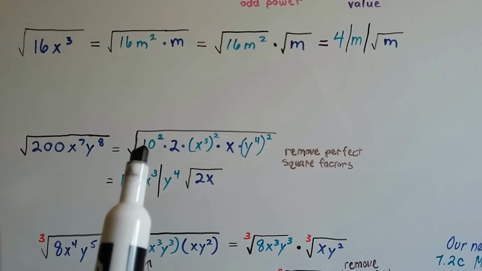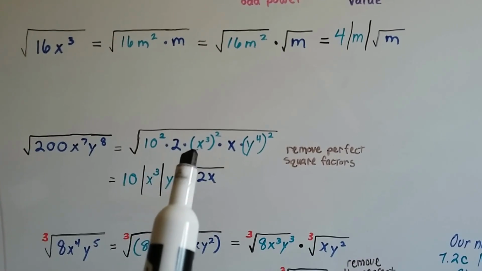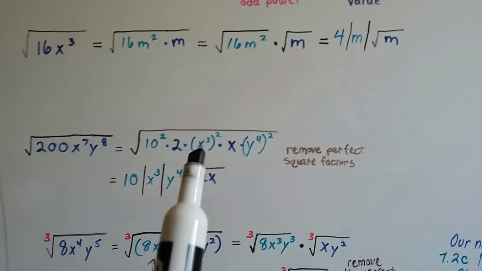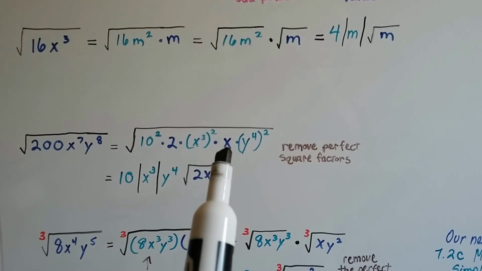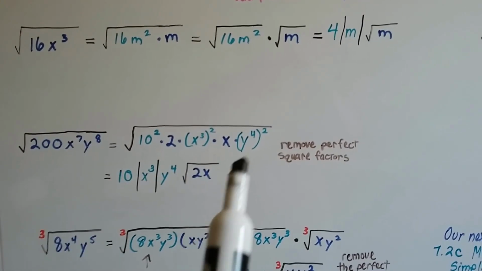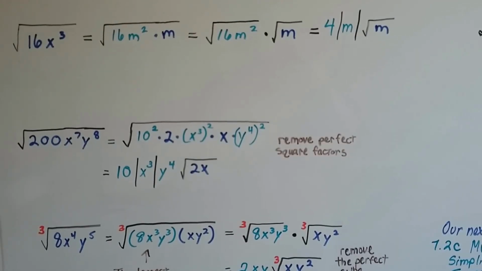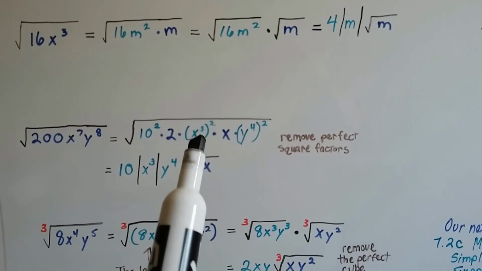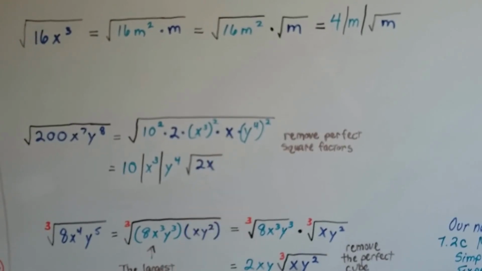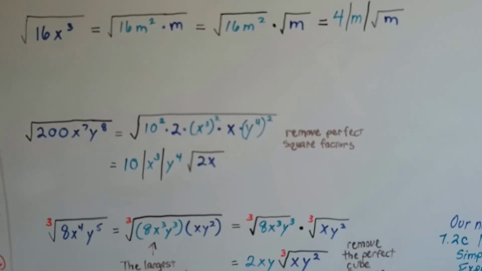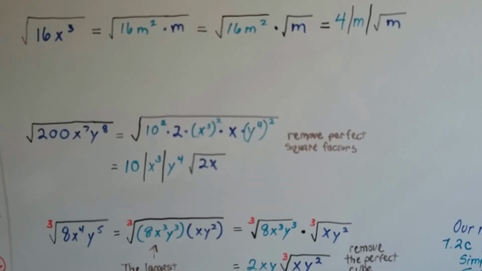This can be broken up into 10 squared times 2. That'll give us our 200. And this x to the 7th could be x cubed to the 2nd power times x. And we can do this y to the 8th as y to the 4th to the 2nd power. See? 3 times 2, we do the product rule for exponents. We multiply them, so that's the x to the 6th. And that little x by itself makes our x to the 7th. See that? And this y to the 4th, and this little 2 exponent makes y to the 8th.